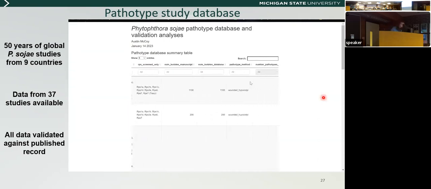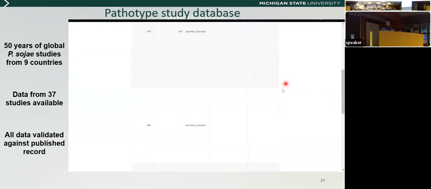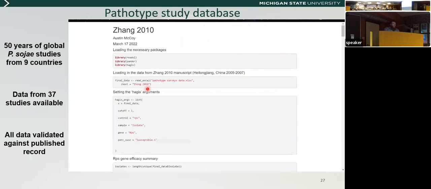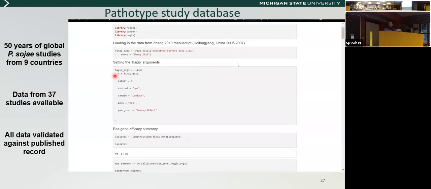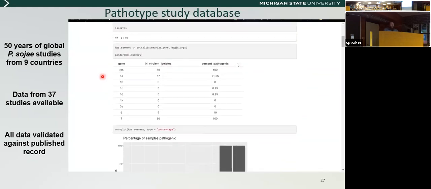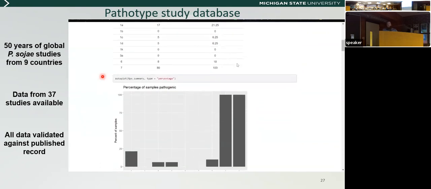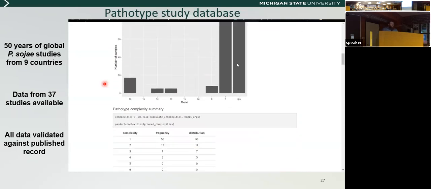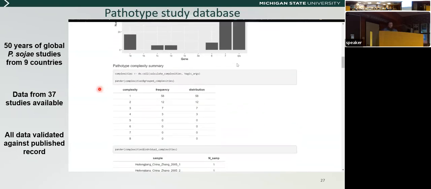So we have a bunch of different columns of information that we present, mainly just a short survey of what data is actually in there. Then these are all of our different studies that we actually have data for. When you click on one, it will bring up the validation analyses that we performed on that and show the results so that you can compare it to the published study if you'd like to. This is just an example of some of the analyses that are performed.